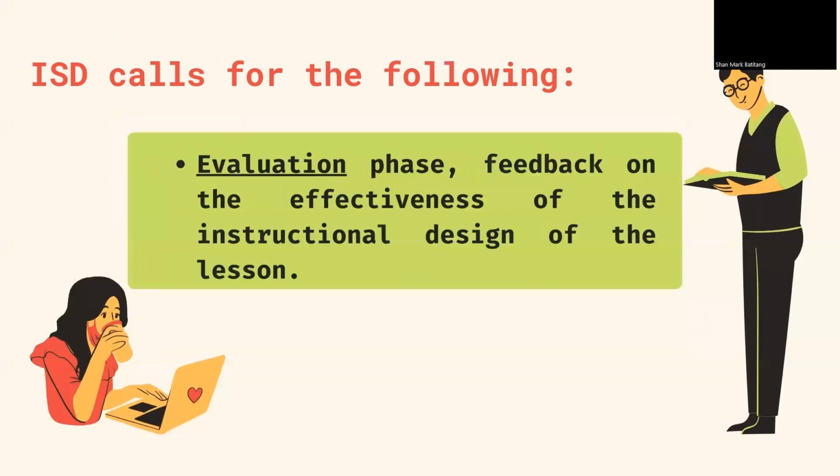And lastly, for the evaluation phase, feedback on the effectiveness of the instructional design of the lesson. This phase measures the effectiveness and efficiency of the instruction. There are two parts of the evaluation phase, the formative and summative. The formative evaluation is during the instruction, but the summative evaluation is at the very end. The purpose of the summative test is to determine if the training reaches the desired outcome and to identify any points that need to be fixed.